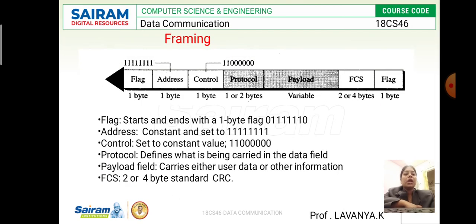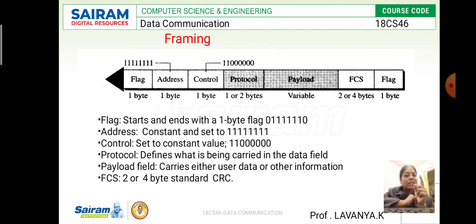The next one is framing, the framing of the point-to-point protocol. Look at the diagram over there. The frame consists of 6 fields: the flag field, address field, control, protocol, payload, FCS, and flag. Here FCS stands for frame checking sequence. These fields make up the framing format of the point-to-point protocol.